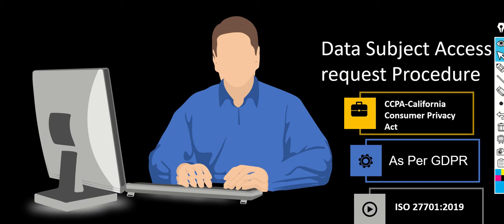So our next topic is related to the data subject access request procedure. This is mandatory as per the California Consumer Privacy Act, called CCPA. It is also mandatory as per the GDPR, the General Data Protection Regulation. And currently, we have a standard for privacy management system called ISO 27701. So it is also mandatory by these three frameworks.